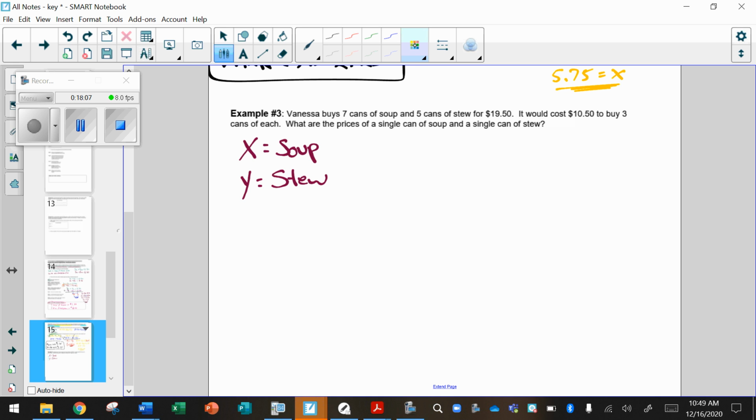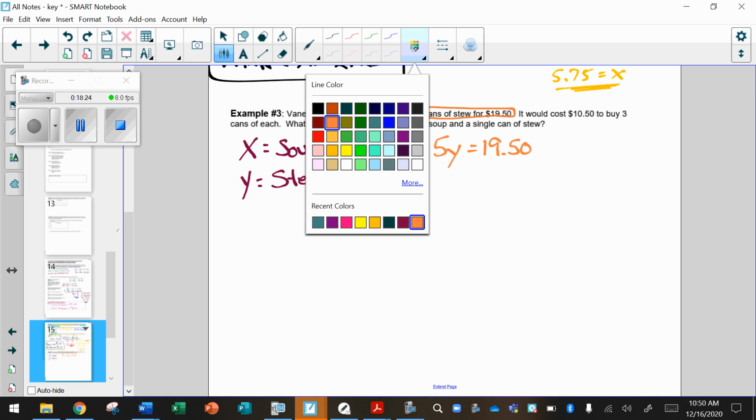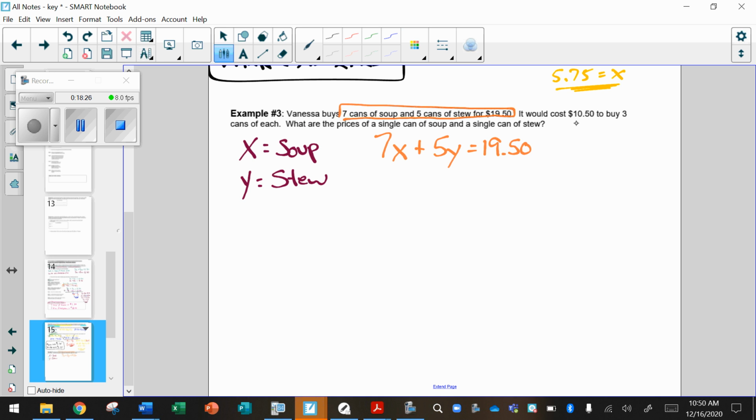Our equations. 7 cans of soup plus 5 cans of stew is $19.50. Second equation: $10.50 to buy 3 cans of each. So 3 cans of soup plus 3 cans of stew would equal $10.50. All right.